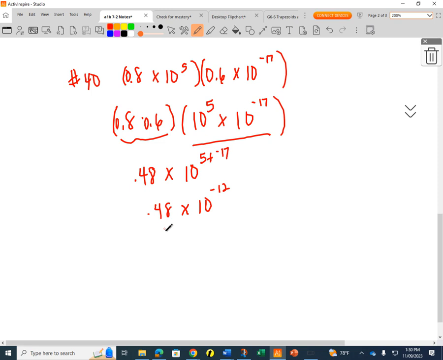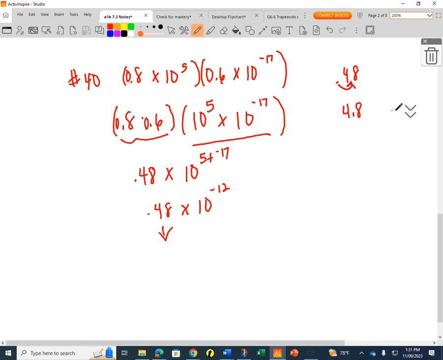The problem is, what? Does anybody know what the problem is here? Less than 1. Yeah, 0.48 is less than 1. So I'm going to rewrite 0.48. If we're rewriting, we need to write this so it's greater than 1, right? So 0.48, if I move that decimal 1 to the right, now I'm going to have 4.8.